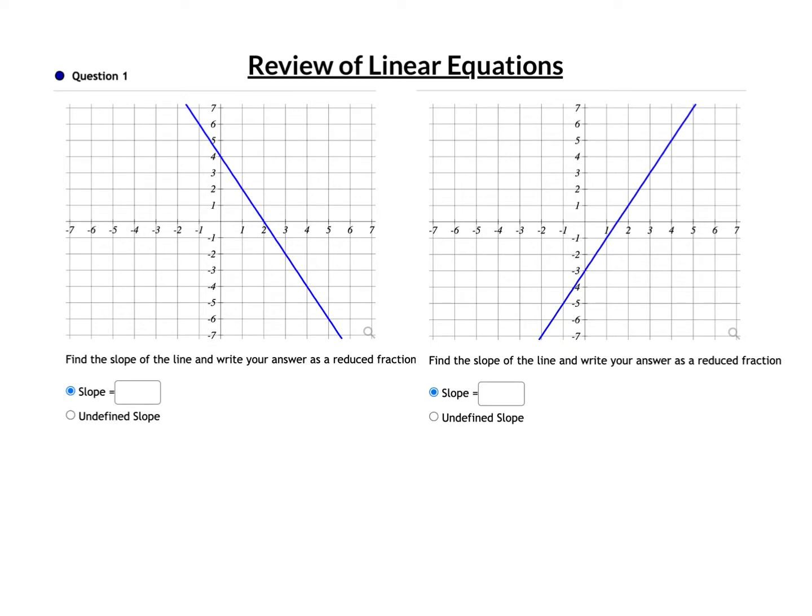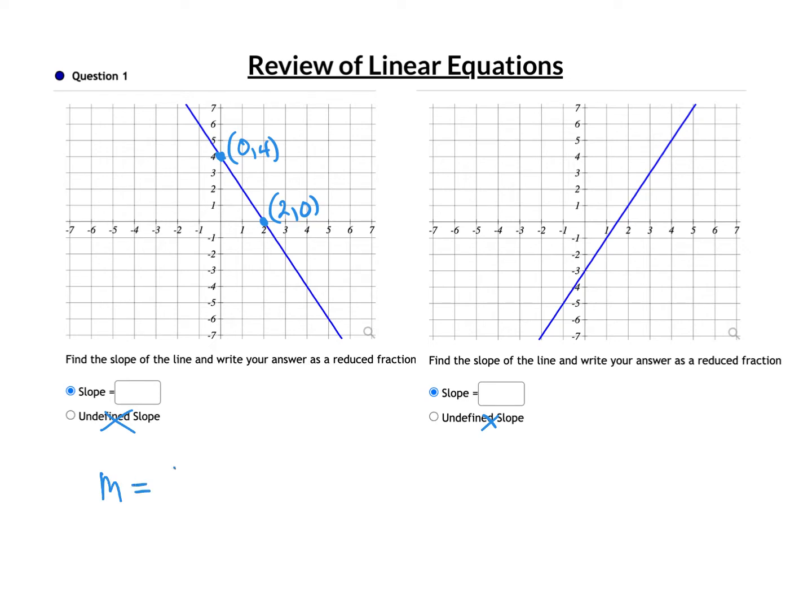Find the slope of the line and write your answer as a reduced fraction. It's not going to be an undefined slope. An undefined slope is when you have a vertical line, when it goes straight up and straight down. To find the slope on these, you have two options. You could find 2 points that are obviously grid points, like these two. This is the point (0, 4), and this is the point (2, 0). You could use the slope formula.